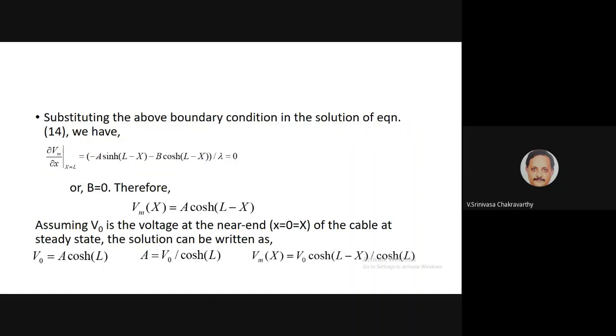So then what happens? ∂V/∂x is equal to minus sinh(L − X), minus B cosh(L − X), the whole thing divided by lambda. How did we get this lambda? Because we have to differentiate.